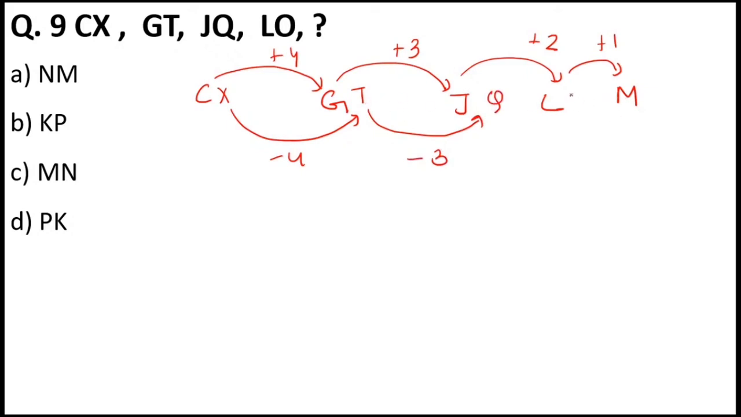Then in O, O, P, Q. Obviously, they are subtracting 2, minus 2. So what will we have to do? We'll have to subtract minus 1. So in O, we have to subtract minus 1. So we'll get N. That is why the right answer will be C.